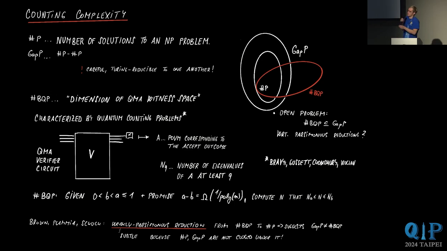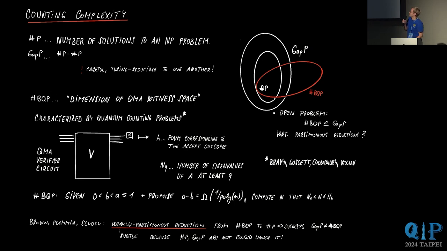And then GapP is another counting complexity class that you can understand as a difference of two #P functions. One small remark here is that these two classes are Turing reducible to one another. So if you have polynomially many queries to one, you can recover the other. For those of you who are interested in these things, you have to use a finer notion of reductions here, but it's a subtlety. If you're interested in this, read the paper and talk to me.